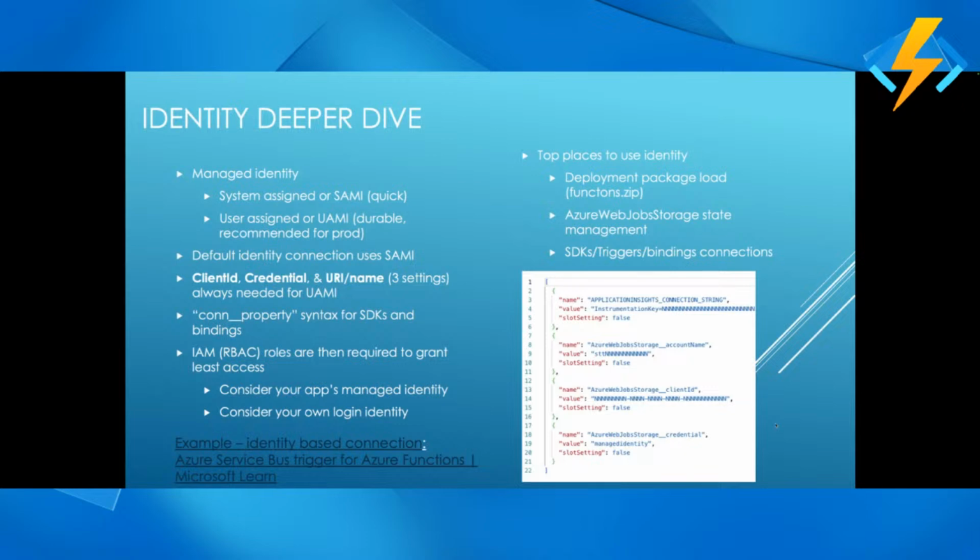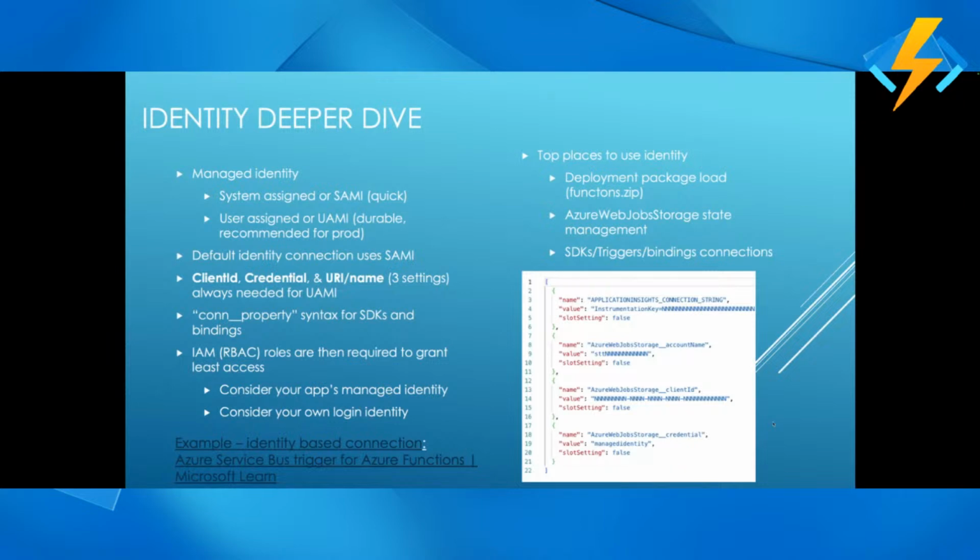There's like 3 places I always think about. One is the deployment package. So you may or may not know that functions creates your application in a zip file. We call it the app zip or the package zip. And in Flex Consumption, we automatically upload that to a blob storage.